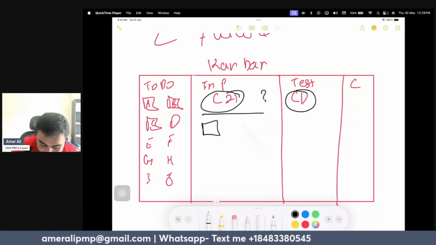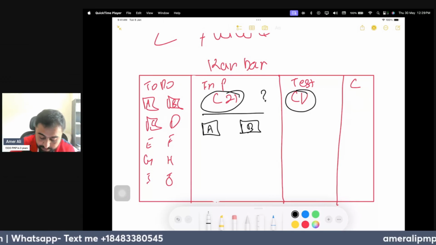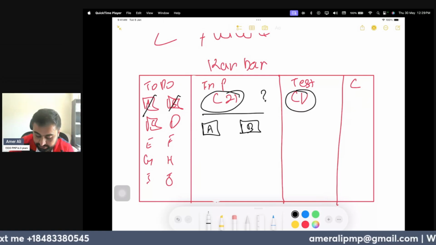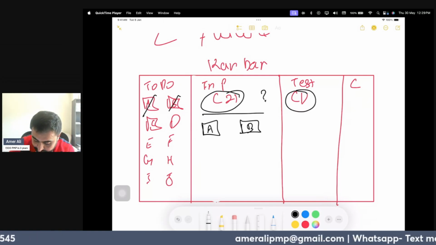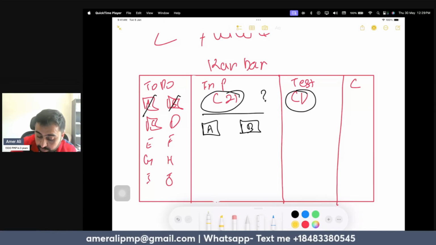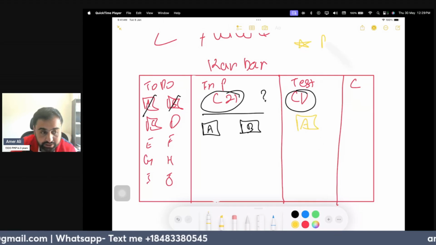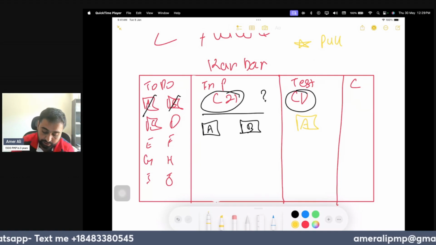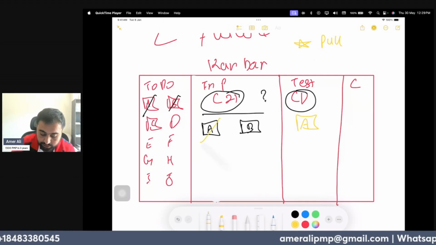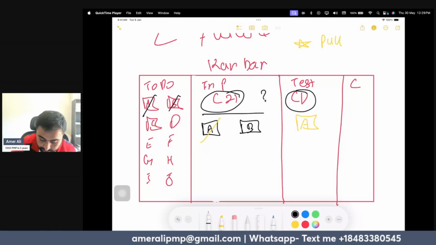So 2 user stories A and B came here. Let's say now A is completed. A is moved here. A is pulled. So Kanban is pull based. We are pulling it to the next phase. So A is done, so it will pull the C here.